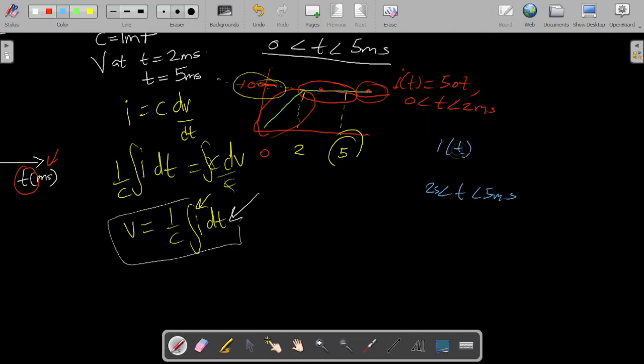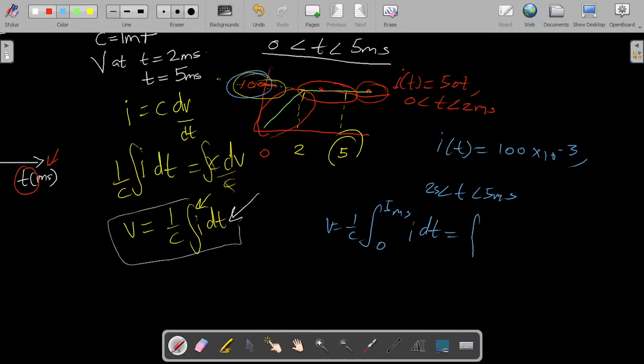I of t equals 100 times 10 to the minus 3, because that is 100 milliamperes, right? And if you just use 100, it'll be totally wrong. And this is the formula in this region. Now, combining these two, we want to find the voltage between 0 and 5 milliseconds so that we can answer the second part of I dt.